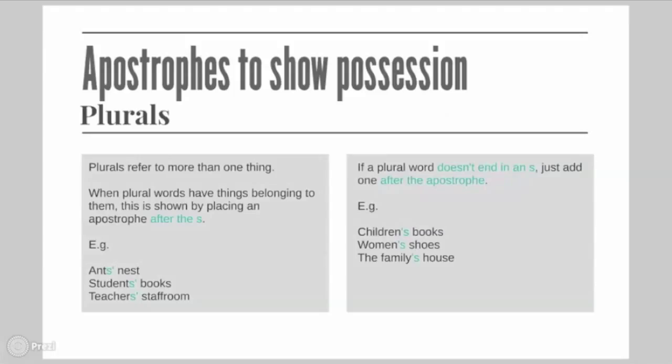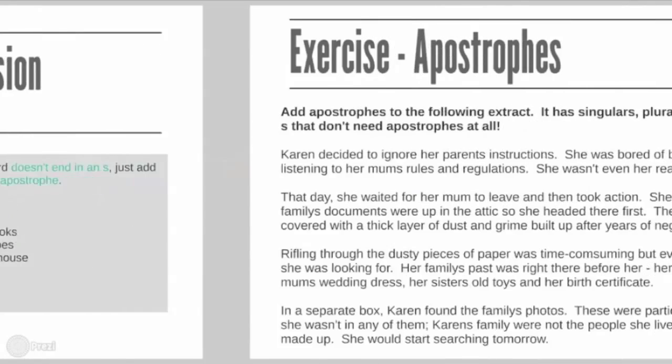Now sometimes you'll get plural words that don't actually end in S, such as in this example children. Now, if it doesn't end in an S, all you have to do is just put an apostrophe at the end of that word and then add an S. So it's exactly the same as if it was a singular, you just add an apostrophe and an S. So we've got children's books, women's shoes, the family's house. Okay?